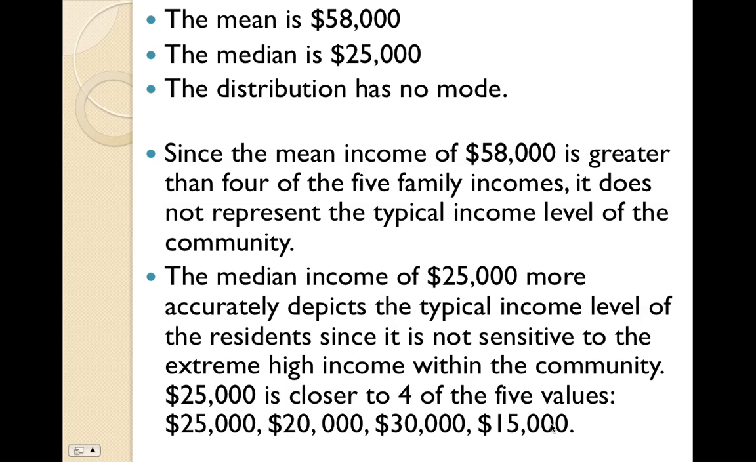Now, what's happening in our calculation that's creating that 58,000? Well, it's happening because 200,000 is a very large data value compared to the others. And when calculating the mean and incorporating a very large data value, larger than the rest, the mean calculation turns out to be a little bit greater than the median.